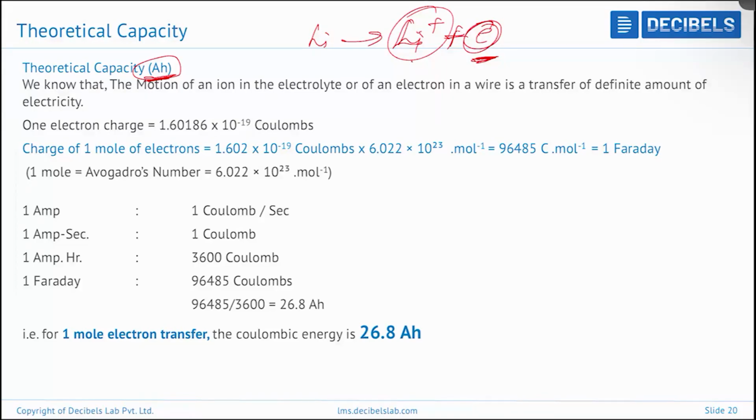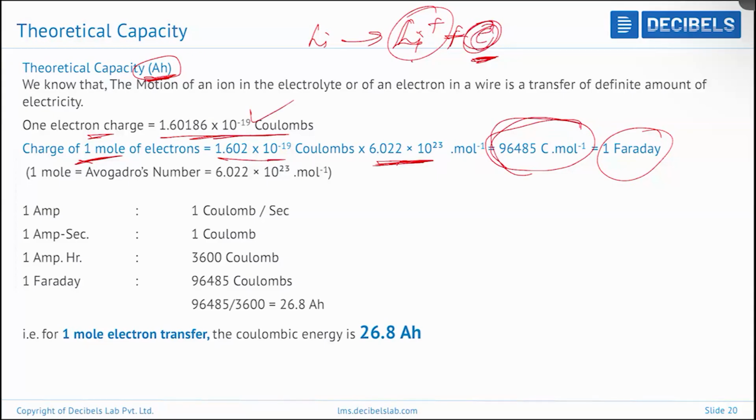We know that the charge of one electron is 1.6 times 10 power minus 19 coulombs. If you take 1 mole of electrons, 1 mole means the Avogadro number, 6.023 times 10 power 23, times 1.602 times 10 power minus 19 coulomb. It will be 96,485 coulomb per mole. It is called 1 faraday. So 1 faraday is about 96,500 coulomb per mole, the charge of 1 mole of electrons. So 1 mole is 96,485 coulombs.